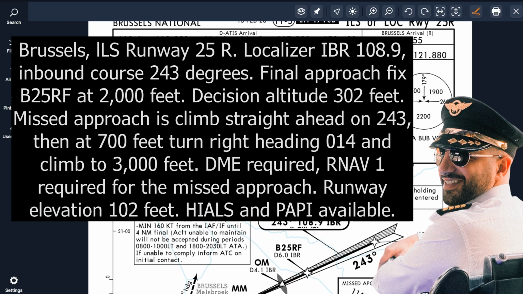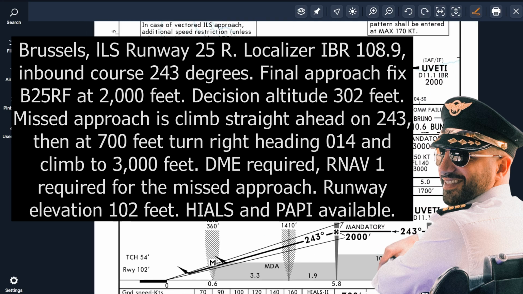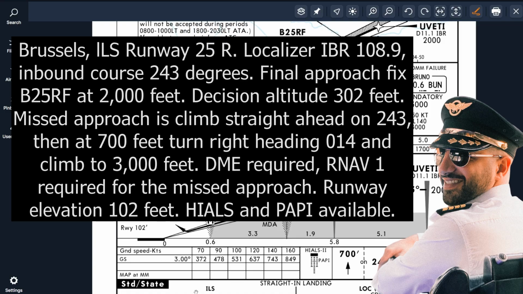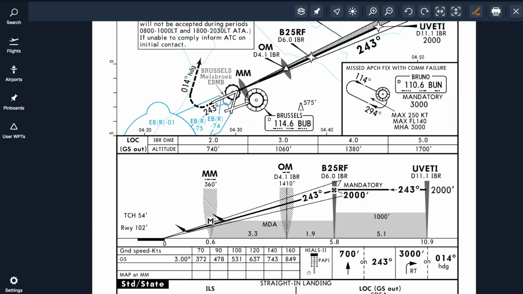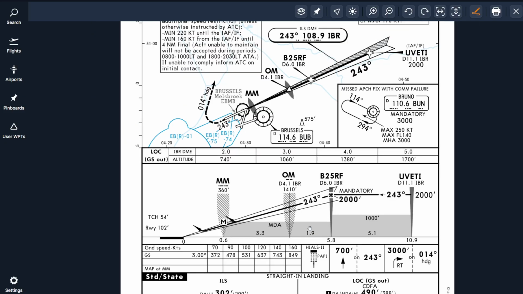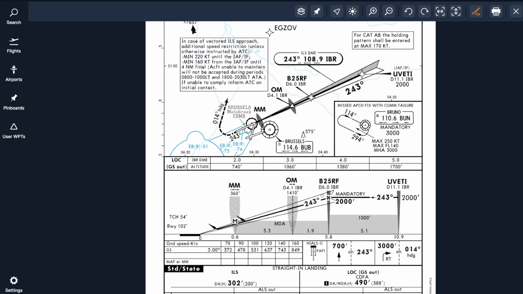DME required, RNAV1 required for the missed approach. Runway elevation 102 feet, HIALS and PAPI available. And that's it. In less than a minute we have reviewed everything needed to fly the approach safely.